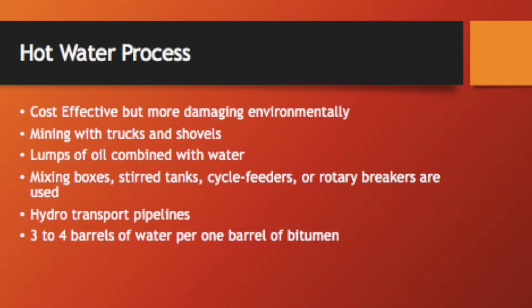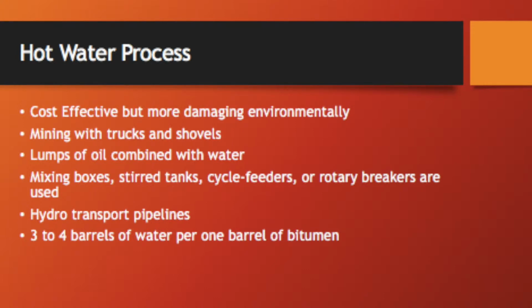The lumps are then combined and crushed with fresh water, often from the Athabasca Lake, into mixing boxes, stir tanks, cycle feeders, or rotary breakers. The product created is known as slurry. The slurry is processed into pipelines or tumblers where it is broken down into size.